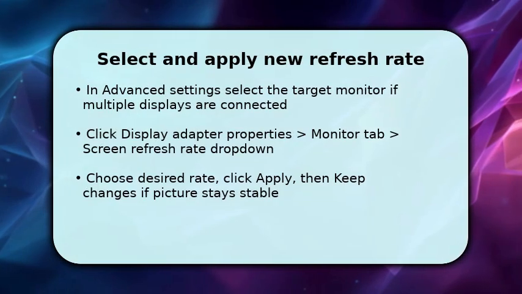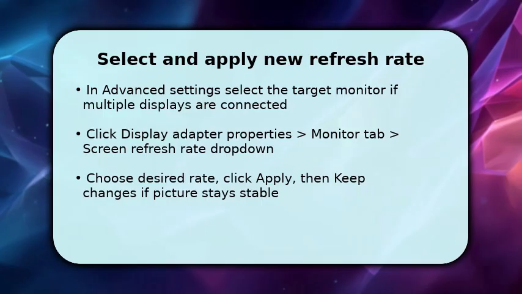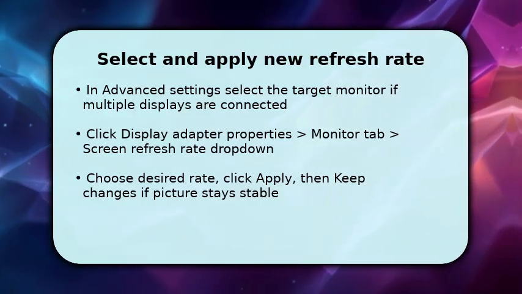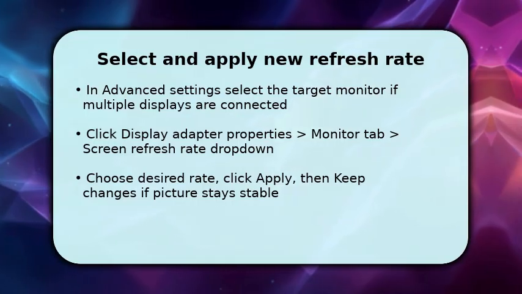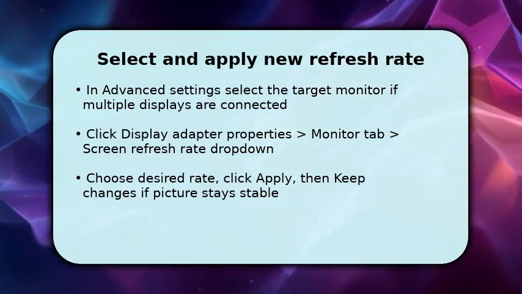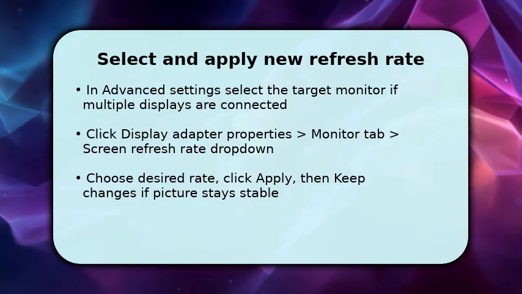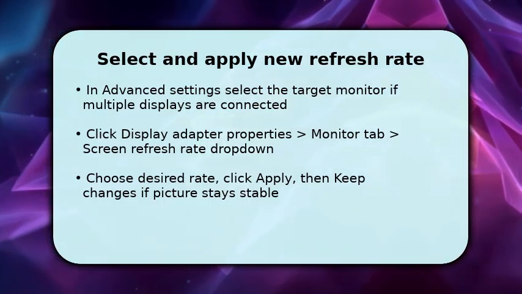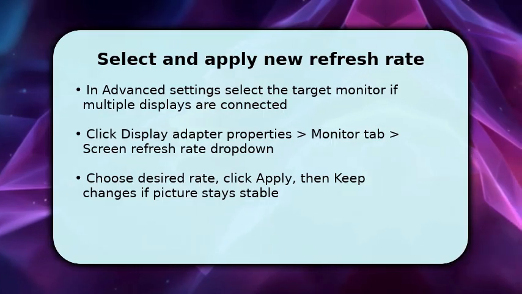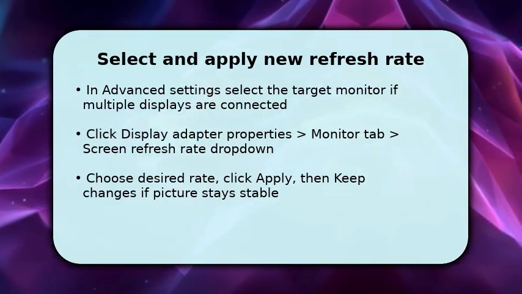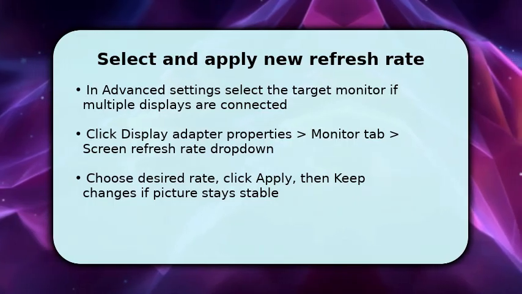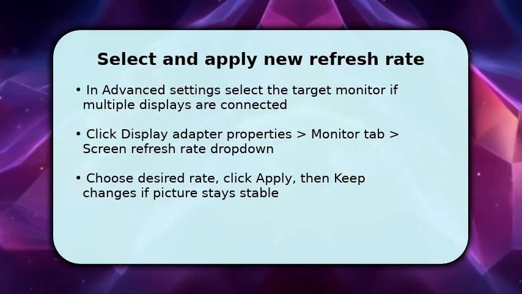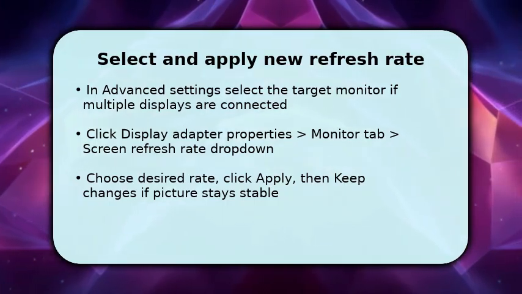You'll now change the rate. First, confirm you've selected the target Sceptre monitor in Advanced Display Settings when multiple screens exist. Next, click Display Adapter Properties for that display, open the Monitor tab, and use the Screen Refresh Rate drop-down to pick your desired value. Apply the change and watch for immediate flicker or instability. If the image remains stable, choose Keep Changes. You're doing this because the OS enforces compatible modes and keeps your screen usable if the new rate fails.